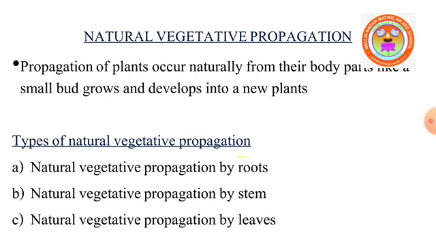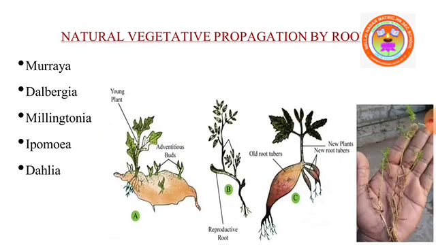The first one, natural vegetative propagation or reproduction by roots, the second one is by stem, and the third one is reproduction or propagation by leaves. So what are the examples? Roots of some plants develop vegetative or adventitious buds. Example, Murraya koenigii, that is called curry leaf tree, as well as Dalbergia and Millingtonia.